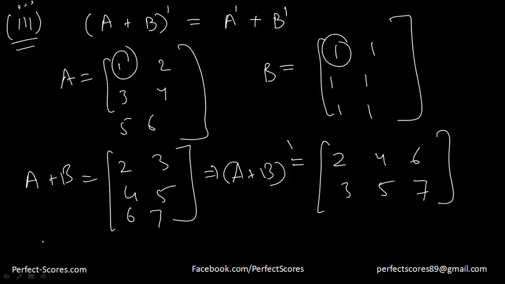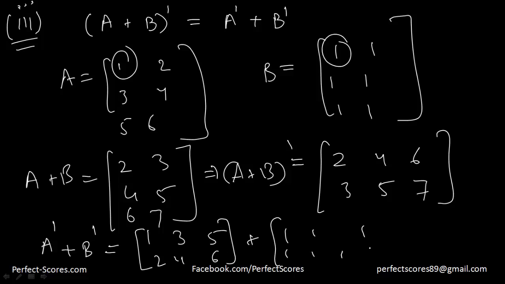And if I now find A transpose and B transpose and I add it, right? So A transpose is going to be simply 1, 3, 5, and 2, 4, 6. And B transpose is going to be 1, 1, 1, 1, 1, 1. So at the end of the day, I'm going to get the same matrix itself, which means that (A + B) whole transpose is equal to A transpose plus B transpose.